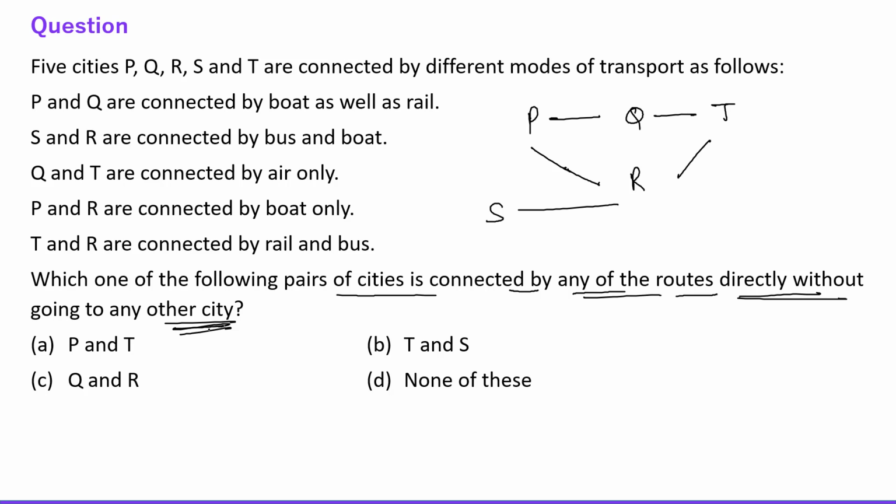P and T are not connected directly. No. T and S are not connected directly. No. Q and R are not connected directly. And then none of these. So obviously the correct answer is none of these. Fine. Now let's move to another question.